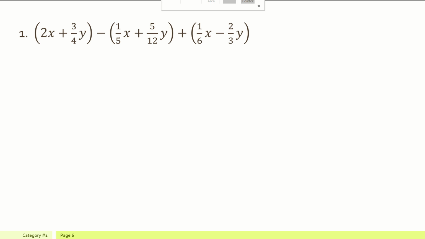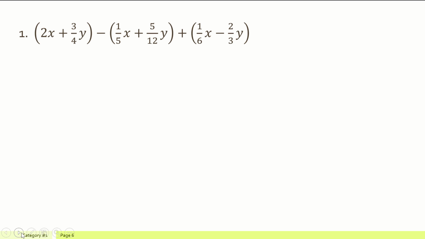Algebra 1, EOC STAAR Review, Category 1. We're looking at page 6, Polynomial Operations. So now it looks like we are adding and subtracting some polynomials.